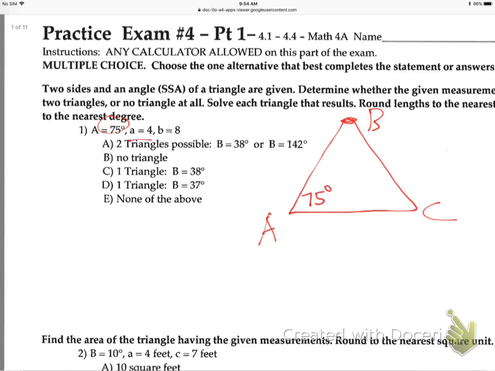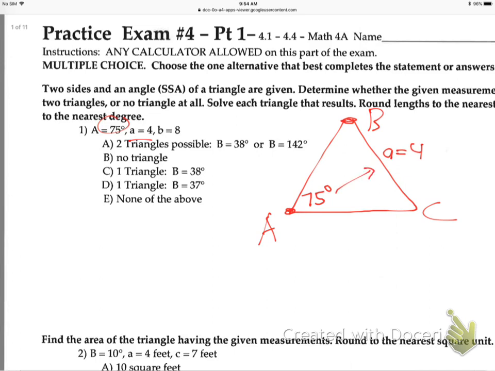Now, where do we find little a? How do you know which side, when you draw the triangle, is little a? It's across from, right? Little a is across from angle A. So here's angle A, that means little a is over here across from it. Across from angle A is side little a.